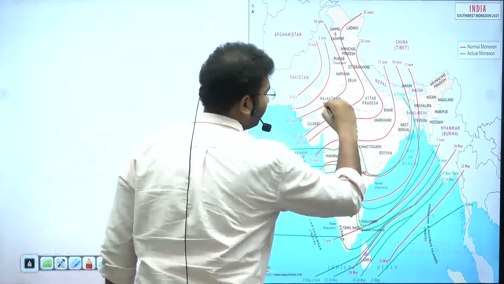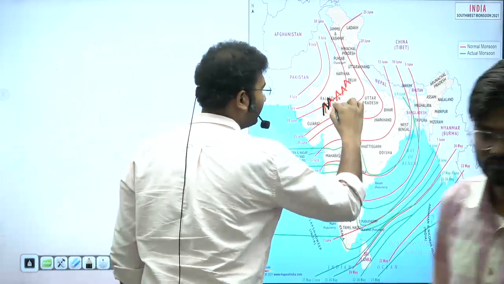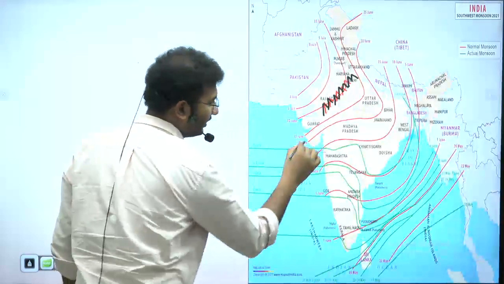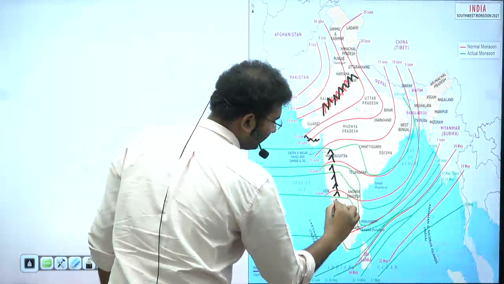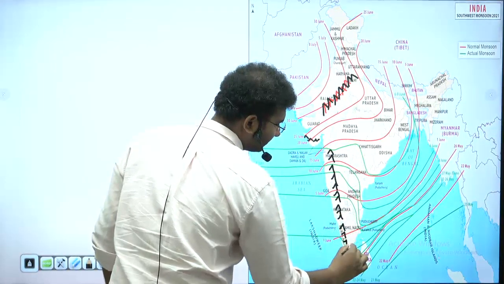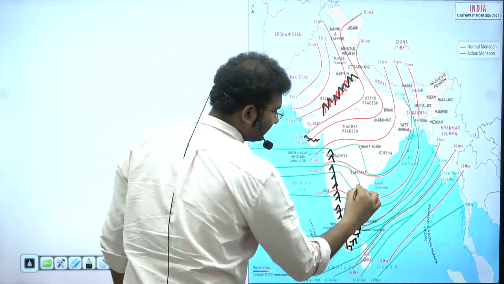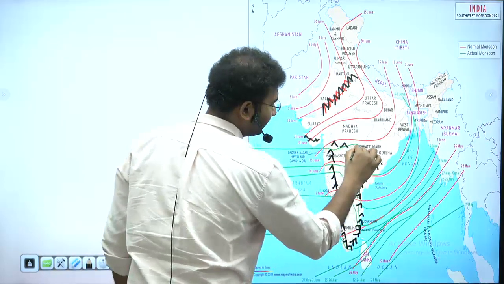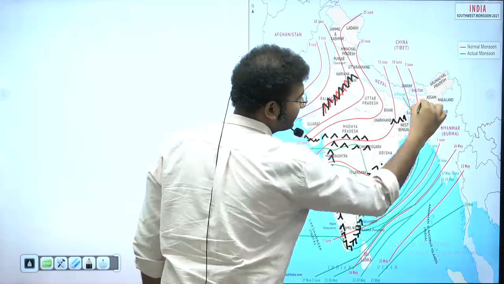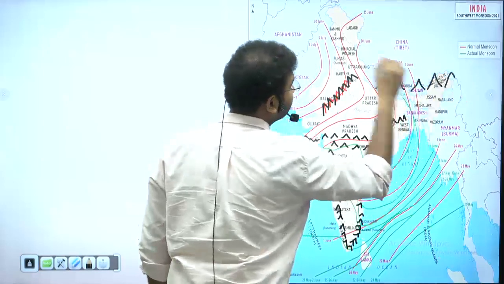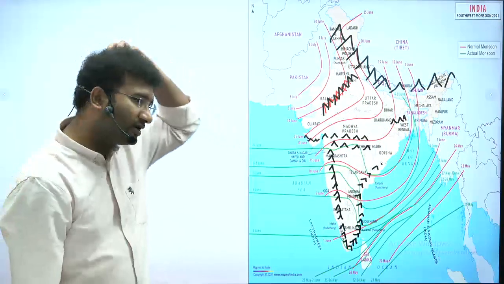You have Aravallis here. On one side you have Aravallis and small mountains here also. These are Western Ghats and in between you have a pass. These are Eastern Ghats. You also have Vindhyas in the north and Satpuras in the south, Rajmahal Hills, and these are Himalayas. Okay? I hope you are able to understand this.